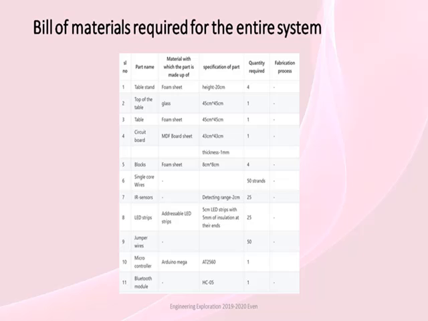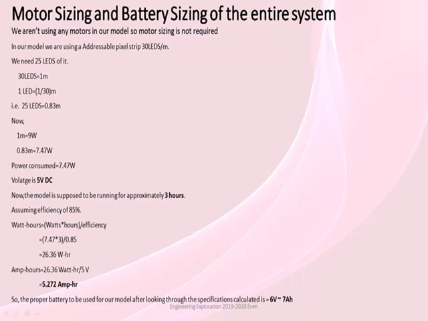Next comes the motor sizing and battery sizing of the entire system. We aren't using any motors in our model, so motor sizing is not required. In our model, we are using an addressable pixel strip of 30 LEDs per meter, of which we need only 25 LEDs. By this, we calculated the power consumed, which is equal to 7.47 watts. Voltage is 5 volts DC.